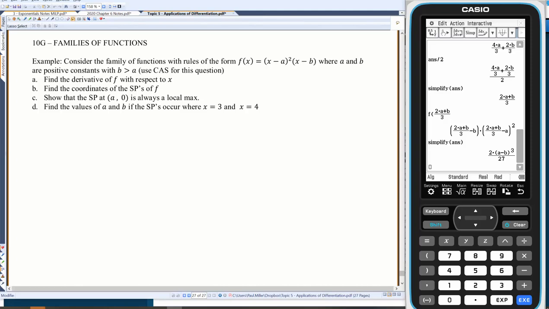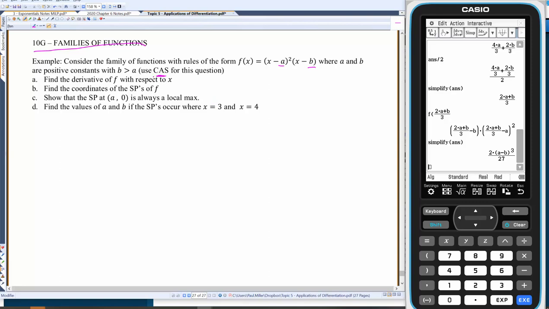Okay, in 10G, what we're going to look at is families of functions. So what we're exploring is situations where we've got a polynomial function, but we've got some parameters in there. Okay, so let's have a look at this question here. It actually comes out of the Year 11 textbook, would you believe, and it is excruciatingly challenging.